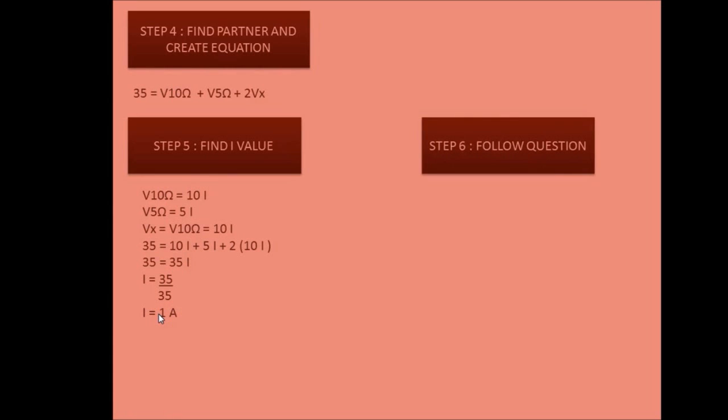Okay, find I value. Just see the calculation and you will get the I value, which is in amperes. Just substitute the value into your equation and you will get the answer. The last step is to follow your equation to find Vx and V0. Okay, this is the last answer.